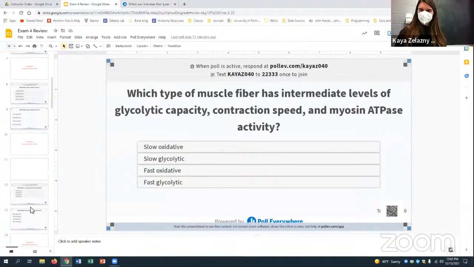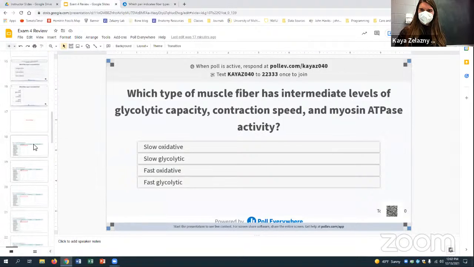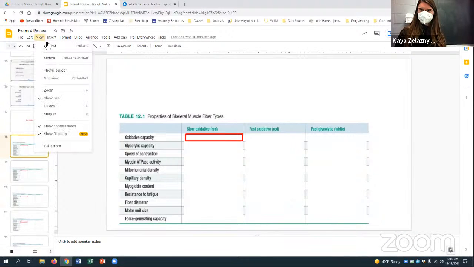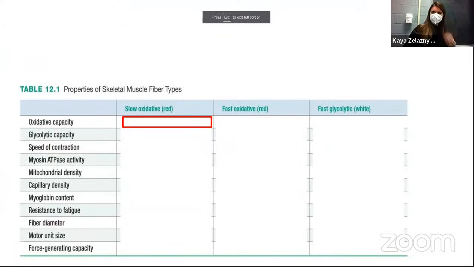Honestly, it seems like everyone is doing pretty great on fiber types, which is awesome. I'll make sure to put those on there. If you're feeling a little shaky on these, remember, you can think about the function of each of these types of fibers, which I do recommend because that way it's less memorization. But if you're struggling, you can straight up take this table and memorize it.